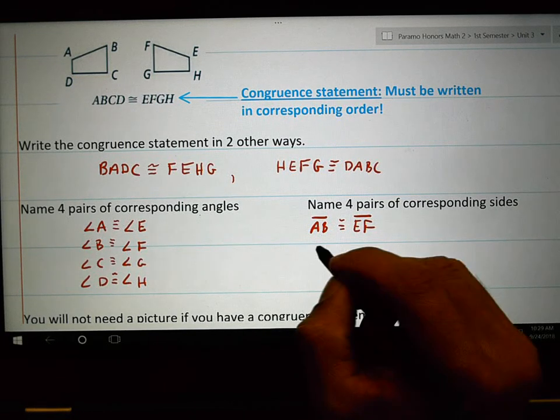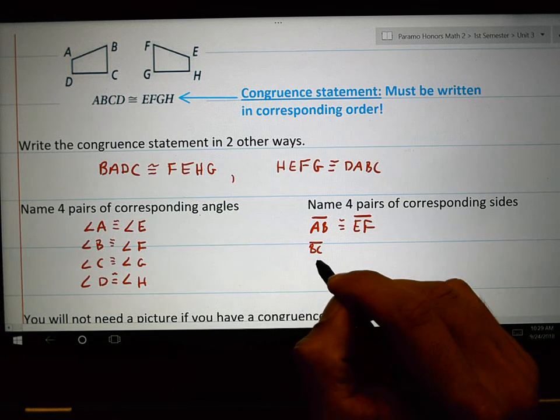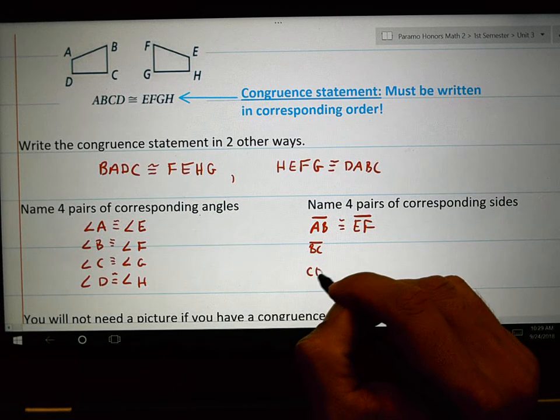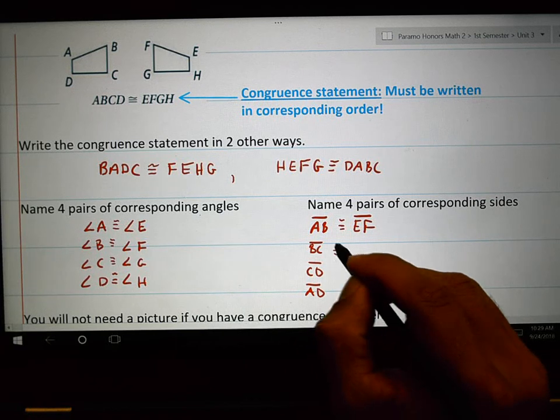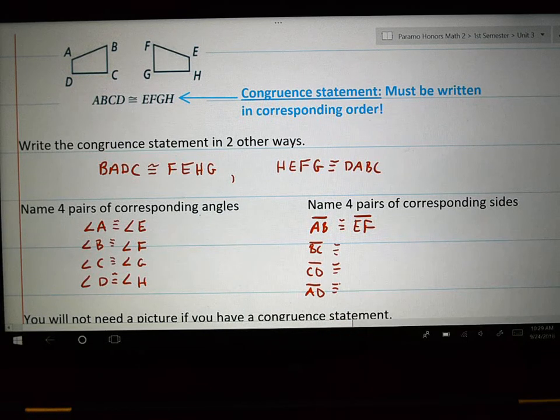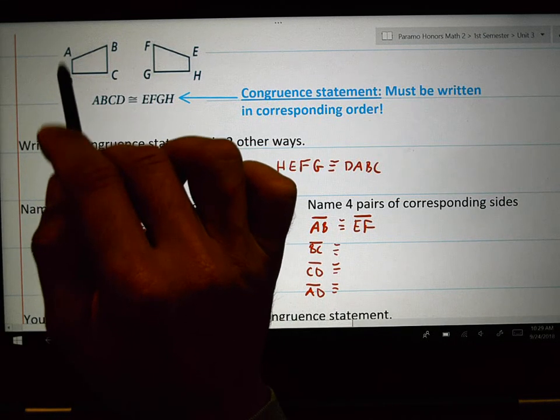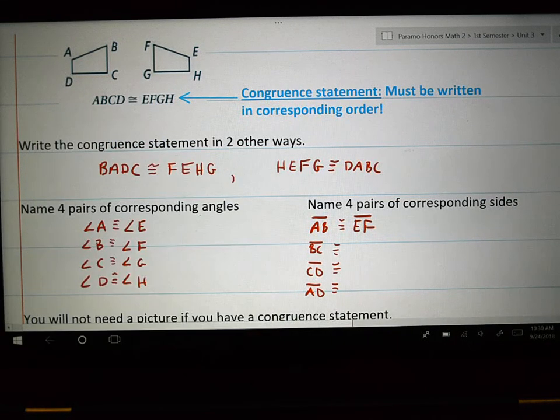We have other sides. We have segment BC. We have segment CD. We also have side AD or DA. It's the same way forwards or backwards for a segment. Meaning, I could have said AD or I could have said segment DA. It's the same segment. It doesn't matter which letter you start with.